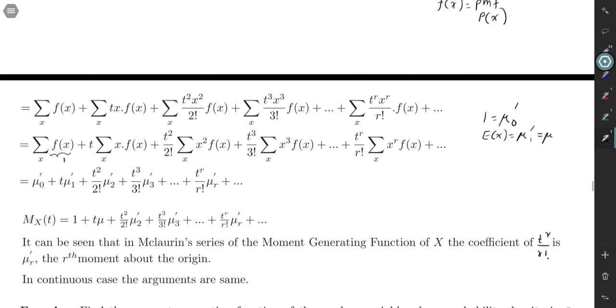If r is 1, t over 1 factorial is the first moment about the origin. When r is 3, t to the power 3 over 3 factorial is the third moment about the origin. Which means with the mxt you can easily find the moments, the first moment, the second, third, up to any rth moment about the origin. That will be the coefficient you get for the expression t to the power r over r factorial. If you want to prove this for the continuous case, we replace the summation by integration and you can easily prove this one.